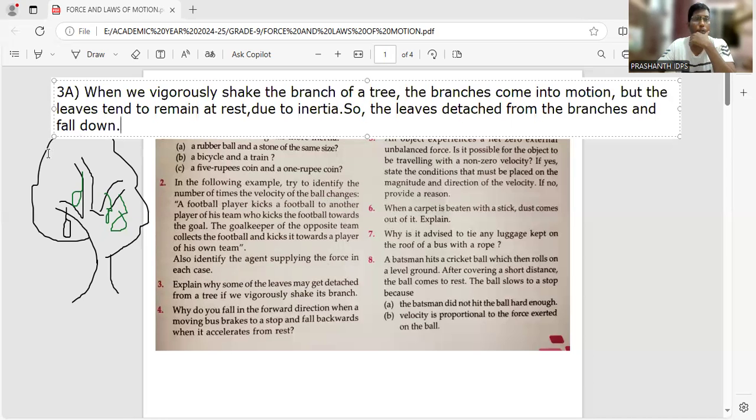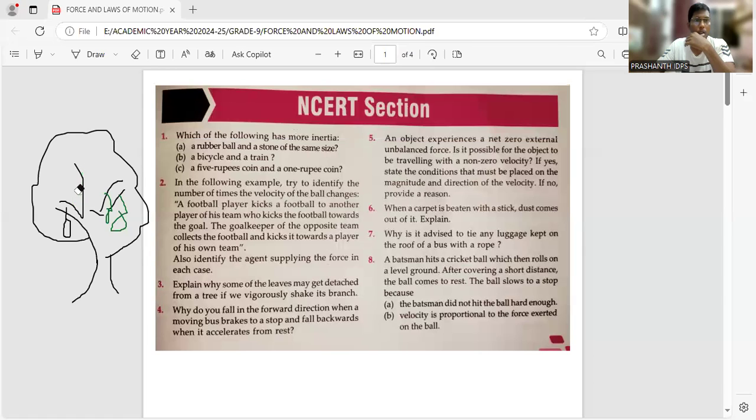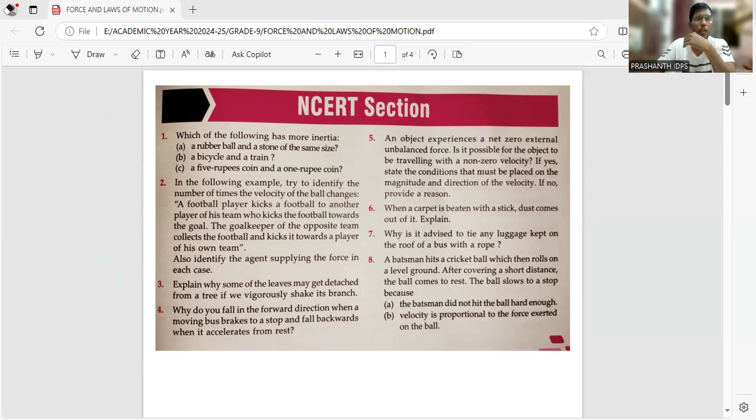Okay, let us discuss the fourth one. You may pause the video and listen again if you want. Why do you fall in the forward direction? Very important question. Why do you fall in the forward direction in a moving bus when brakes are applied?